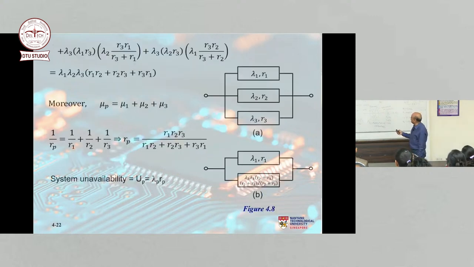So that's how you can write the 6 expressions, and then of course you can solve them, and the ultimate expressions are like this. Mu p for a parallel system will always be mu1 plus mu2 plus mu3 plus mu4, whatever. So rp comes straight away from here, and then lambda s can be approximated using this equation, and system unavailability is lambda times r. So up to 3 components we can easily do the hand calculations.